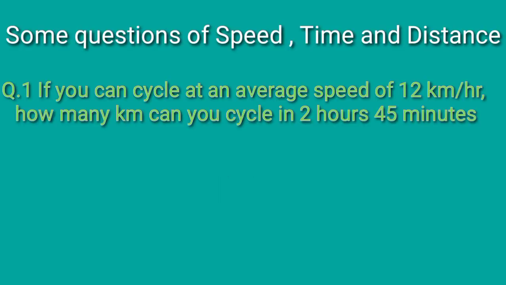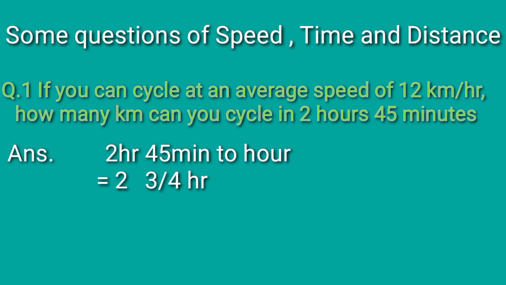Now let's see the first question. It says: if you can cycle at an average speed of 12 km per hour, how many kilometers can you cycle in 2 hours 45 minutes? The time is given in 2 hours 45 minutes, so first we will convert it into hours. 2 hours 45 minutes to hours will be 2 whole 3 by 4 hours.